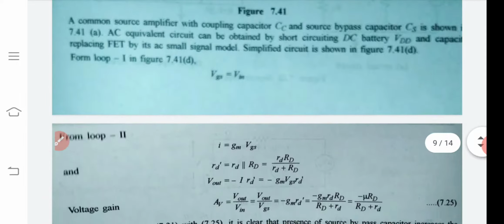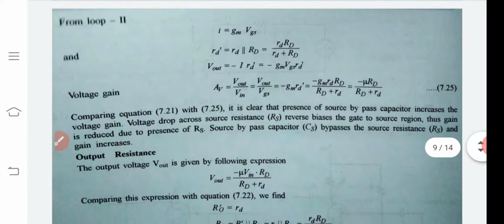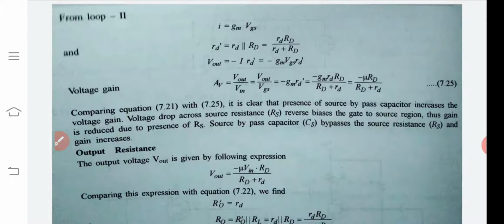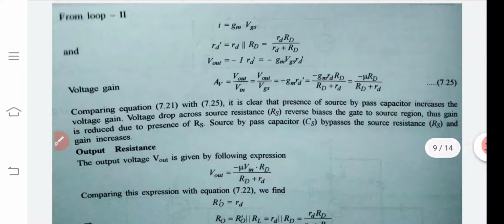And we apply KVL and get ID, which is common for all, and the output is minus ID RD. We put in the equation of ID and calculate the voltage gain equals minus mu RD upon RD plus rd. So whether the source resistance is bypassed or unbypassed, the voltage gain is different for the two circuits.